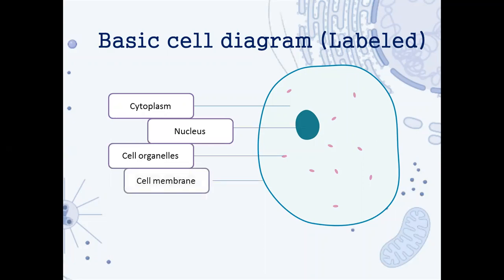Then comes the cell membrane, which is also known as the plasma membrane, which provides protection to the cell and separates the cell from the surroundings. It is also responsible for giving the cell its shape.